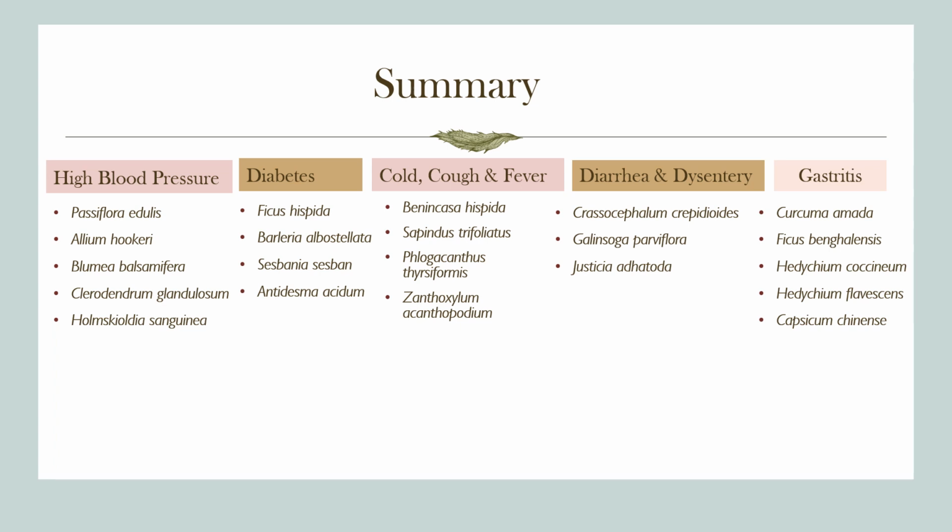About diarrhea and dysentery, we discussed Crassocephalum crepidioides, Galinsoga parviflora, Justicia adhatoda. These are the plants we discussed. For gastritis, we discussed Curcuma amada, Ficus bengalensis, Hedychium coccineum, Hedychium flavescens, Capsicum chinense. So these are the plants we discussed under gastritis. This is the summary of the plants we discussed today.